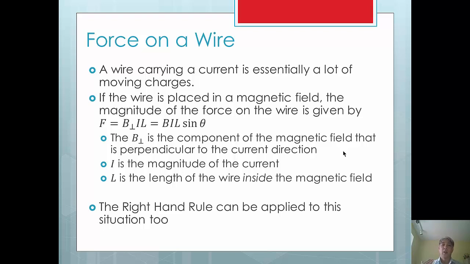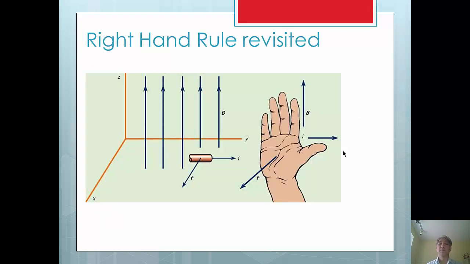Again, it kind of makes sense. A stronger magnetic field, stronger force. Stronger current, more charge, more force. More wire, more force. At the end of this formula is that sine theta that we have again. So if the wire is oriented not perpendicular, if the wire is oriented at an angle to my magnetic field, that's the theta. And again, we use the right-hand rule in this situation.